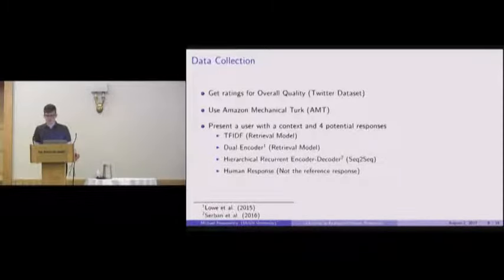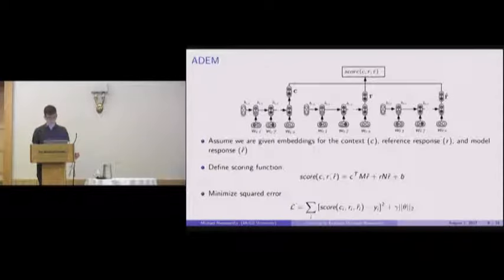So we presented the user with a context and 4 potential responses. It's important here that we use 4 potential responses of varying quality because we want the metric to be able to evaluate bad responses, good responses, and everything in between. I'm not going to go into too much detail about what the specific models do, but in general, we use 2 retrieval models that just select a pre-written response from our data set given a context, 1 sequence-to-sequence model, and then another human response. And it's important that this human response is different than the reference response found in our data set because the model will be using the reference response.